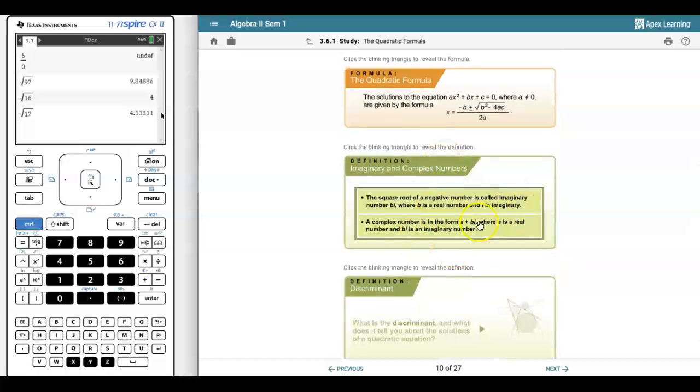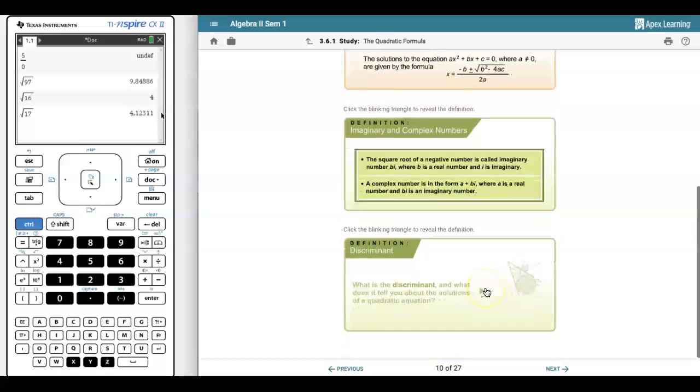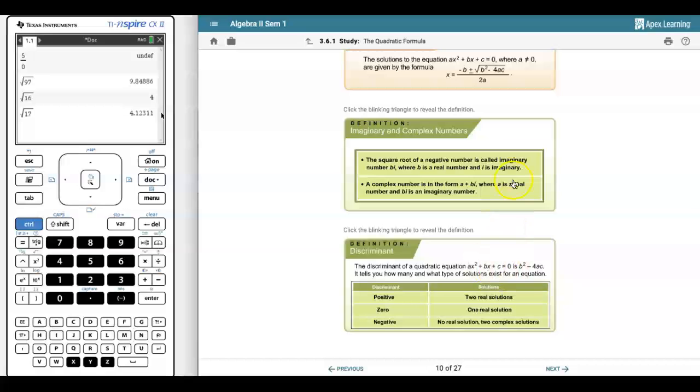Again, imaginary numbers are where you take the square root of a negative value, and that's going to give you a value with the letter i, i standing for imaginary. And then this thing called a complex number, we would have a real number plus an imaginary number, so a plus bi, and that's going to give you a complex number. And then lastly, the discriminant. That's what's under that square root symbol, that b squared minus 4ac. If it's positive, you get two real solutions. If it's 0, you get one real solution, and if it's negative, you have no real solution, meaning you have two complex solutions.